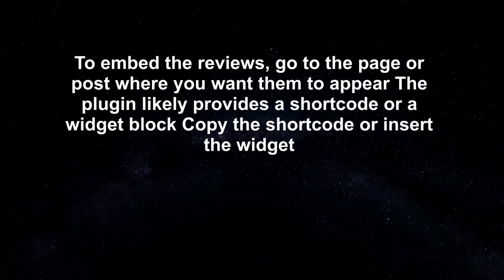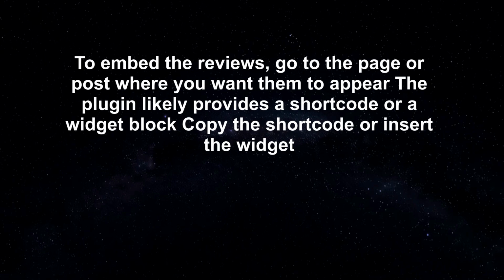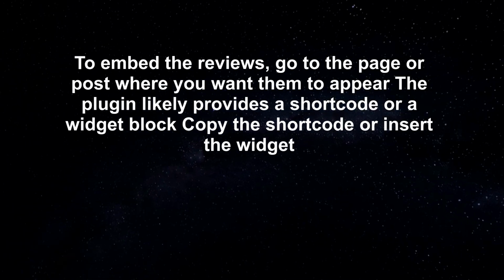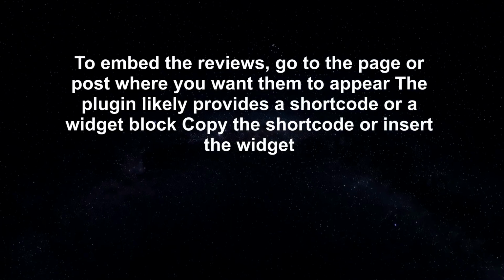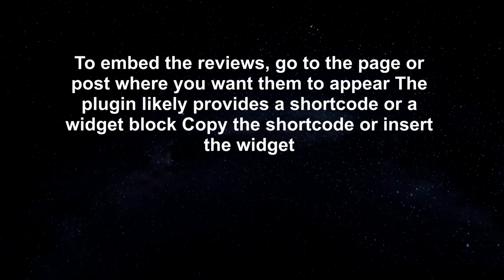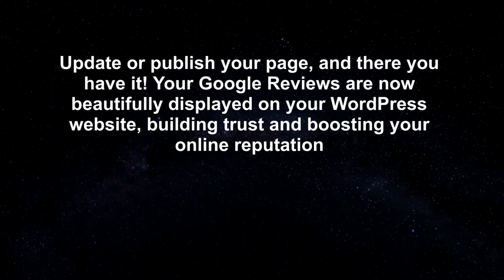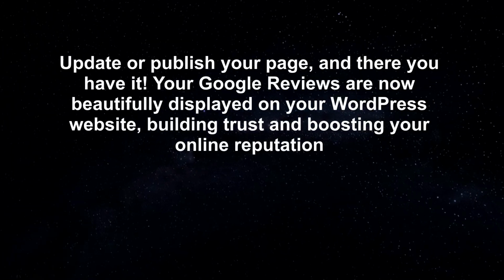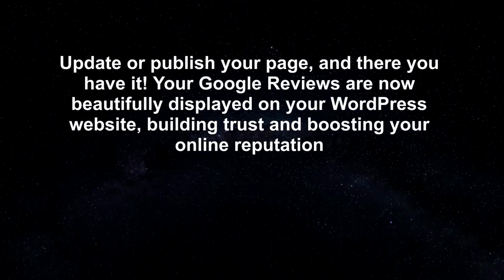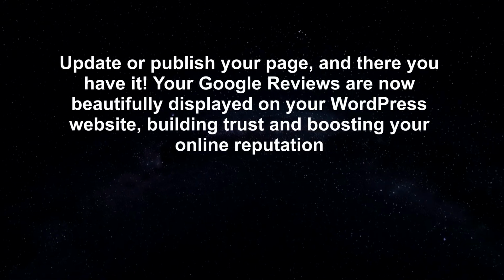To embed the reviews, go to the page or post where you want them to appear. The plugin likely provides a shortcode or a widget block. Copy the shortcode or insert the widget. Update or publish your page, and there you have it. Your Google reviews are now beautifully displayed on your WordPress website, building trust and boosting your online reputation.